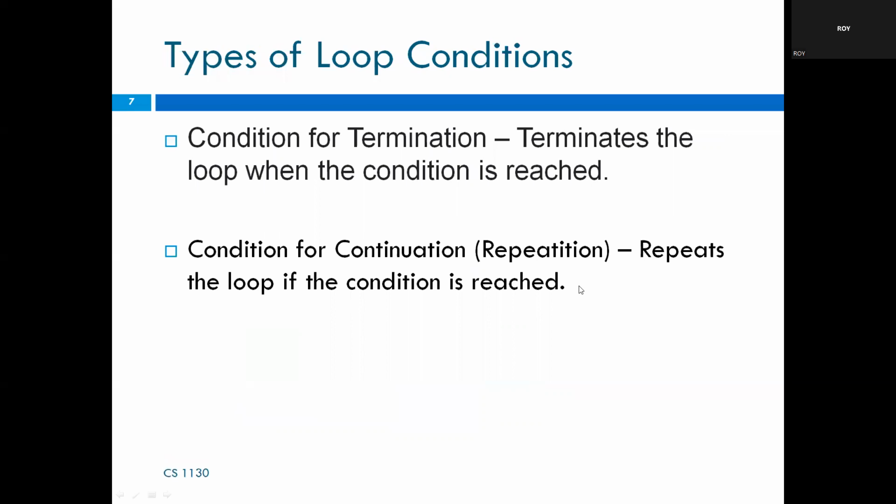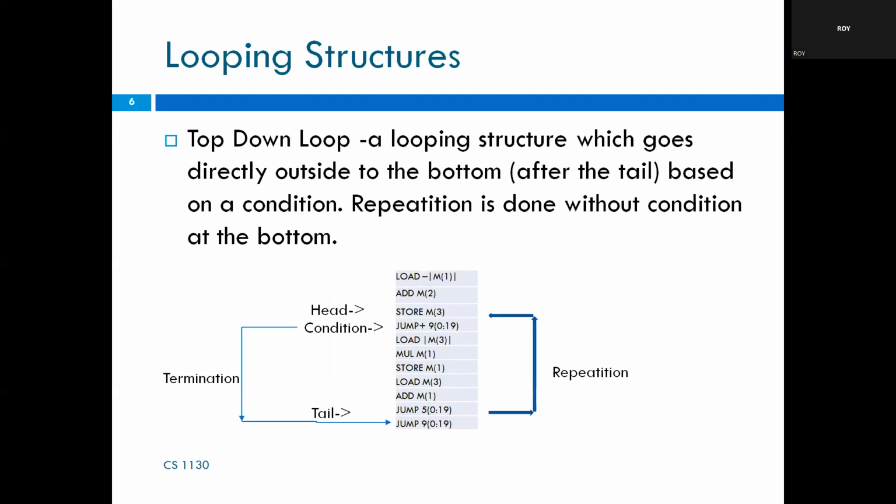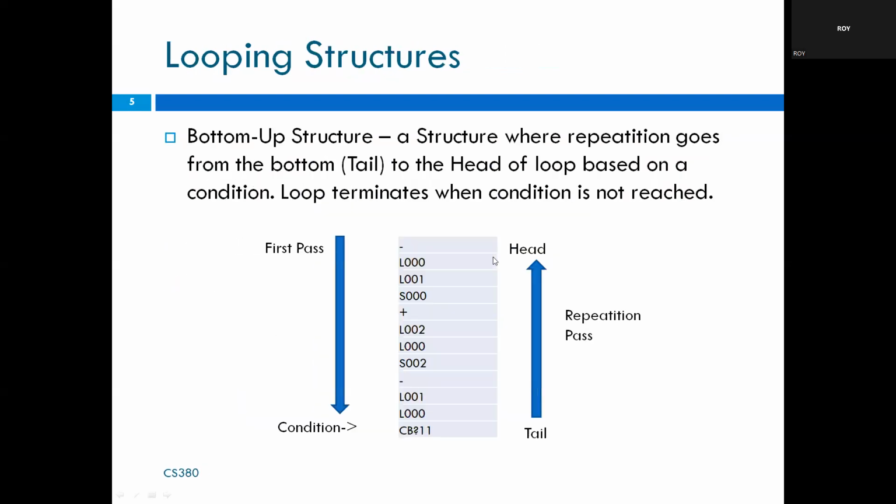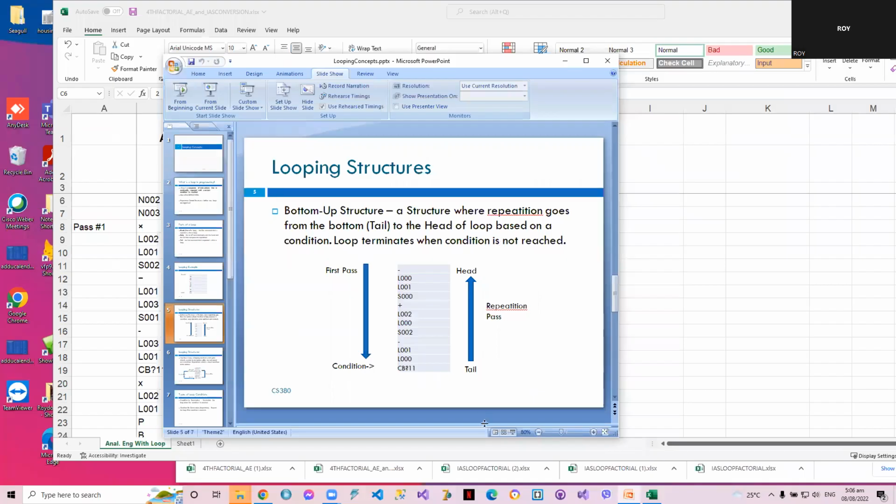So there are two types of conditions. Condition for termination, which terminates the loop when the condition is reached. And the condition for continuation, which repeats the loop when the condition is reached. Like repeat until and repeat while. While is a condition for continuation. Until is a condition for termination. Now let me proceed by creating a top-down version of the first factorial program in the IAS. And you will see that it has no spaghetti code.